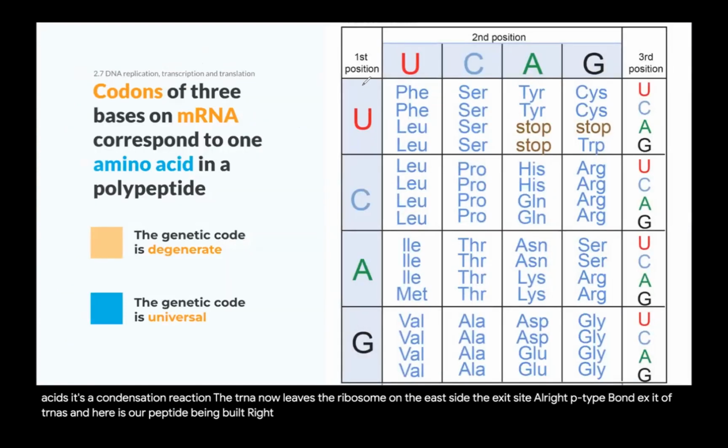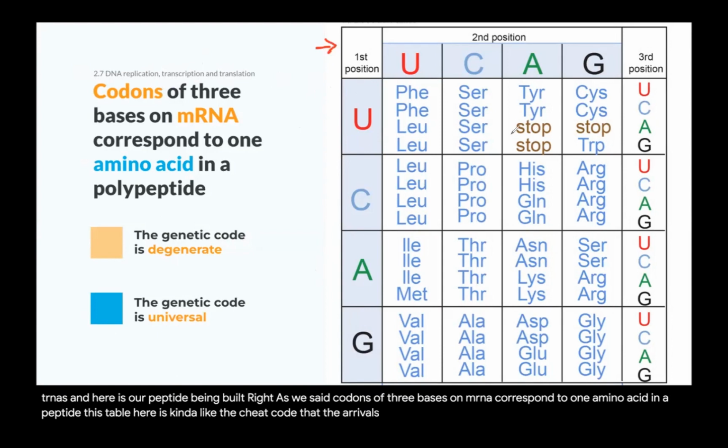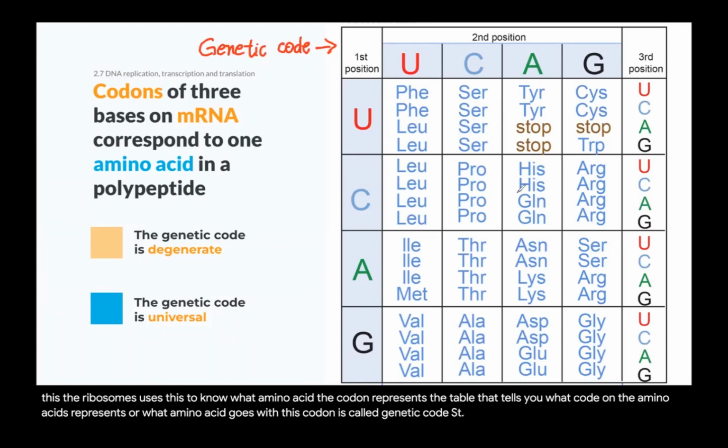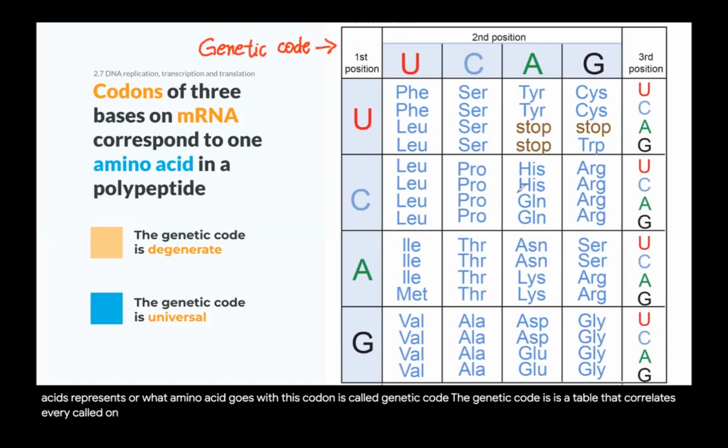All right, as we said, codons of 3 bases on mRNA correspond to 1 amino acid in a peptide. This table here is kind of like the cheat code that the ribosome has. The ribosome uses this to know what amino acid the codon represents. The table that tells you what amino acid goes with each codon is called the genetic code. The genetic code is a table that correlates every codon to every amino acid.